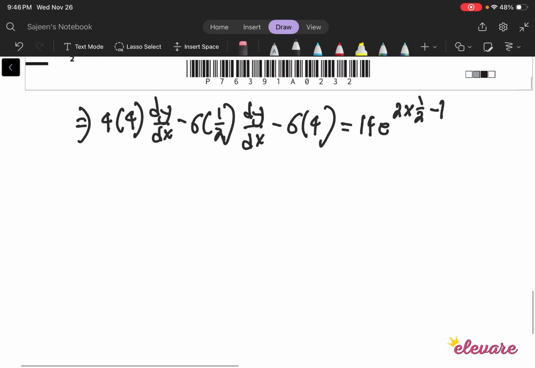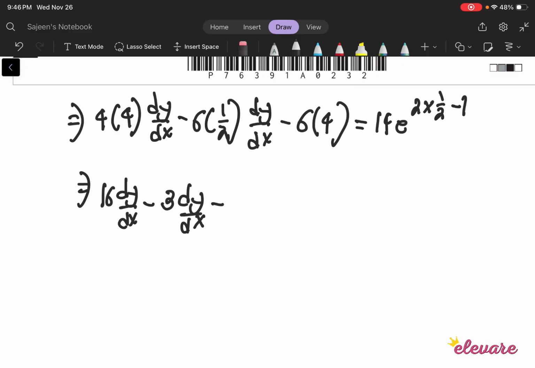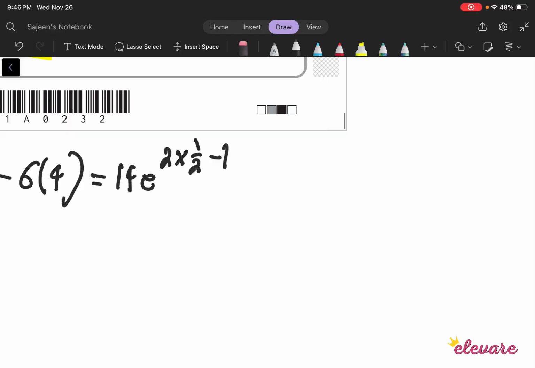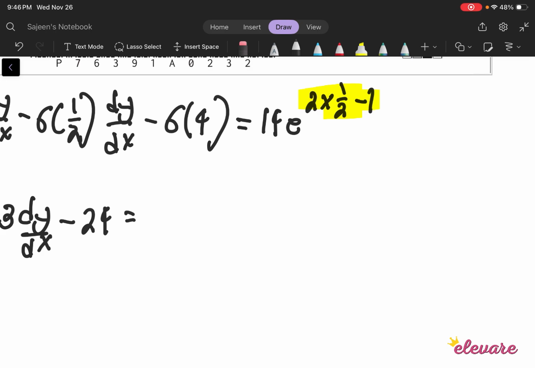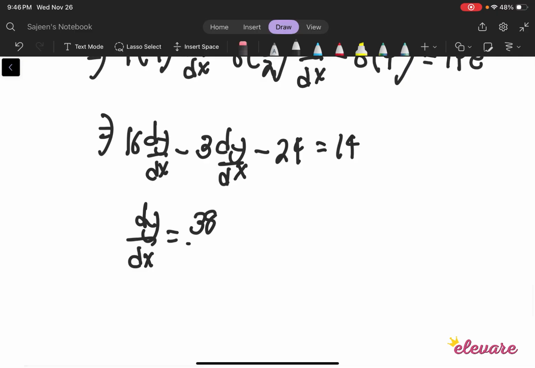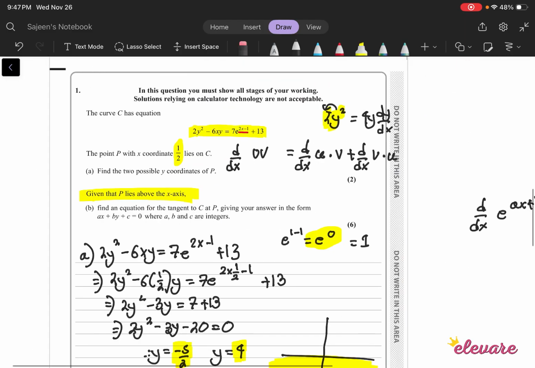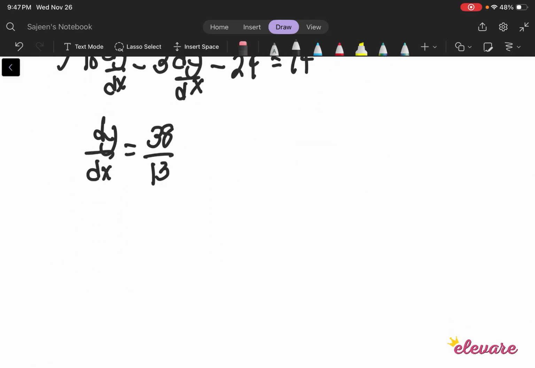এইখান থেকে once I simplify this equation, so ধরো 4 times 4 is 16 dy/dx minus 3 dy/dx minus 6 times 4 is 24 minus 24, 14 e to the power 2 into half minus 1, কিন্তু 0 আসে. Okay, so this is just gonna be 14 e to the power 0, and I know that e to the power 0 is 1, so this is just gonna be 14. Okay, if I were to make dy/dx subject here, our dy/dx would come out as 38 by 13. Okay, so আমার এই যে tangent টা আমি বের করার চেষ্টা করতেছি, p এর যে tangent টা, ওটার dy/dx হচ্ছে 38 by 13.